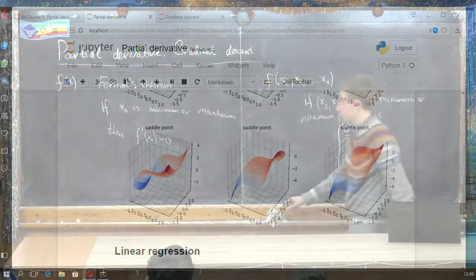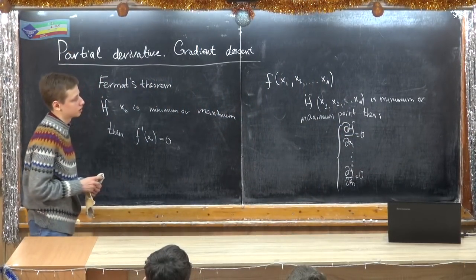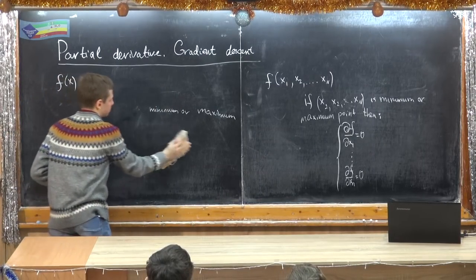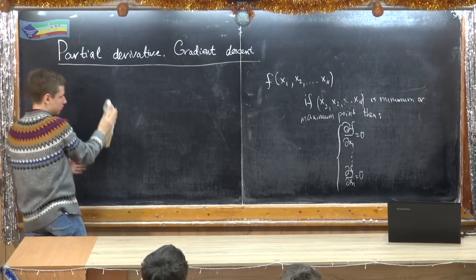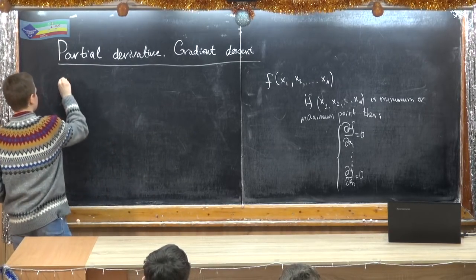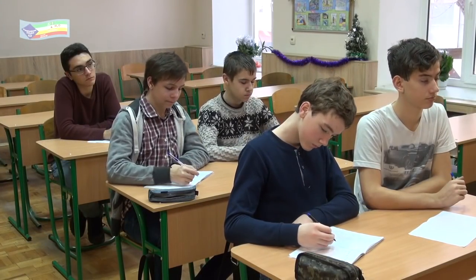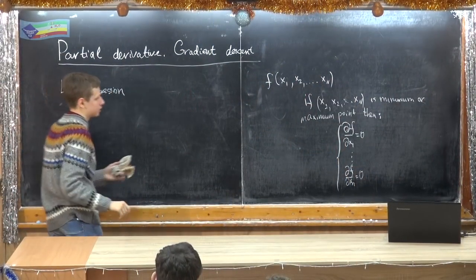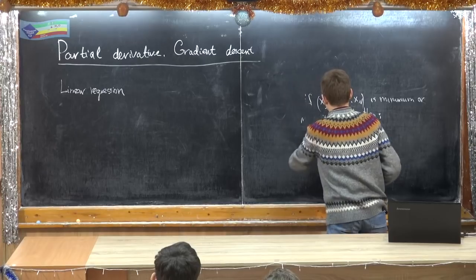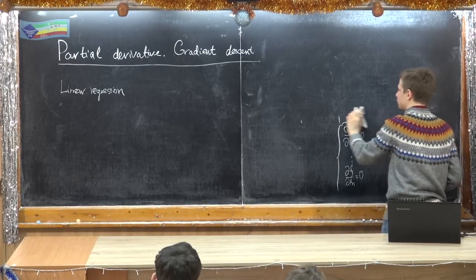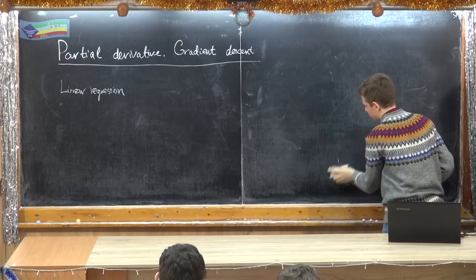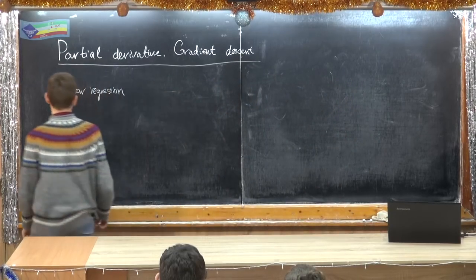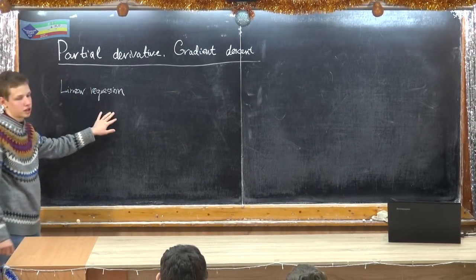And now we are going to use the Fermat multivariable theorem in practice in an example which is called linear regression. This is a great example of finding minimum values using partial derivatives, because it can be solved manually, because we have only two parameters, as you can see. So what is linear regression?